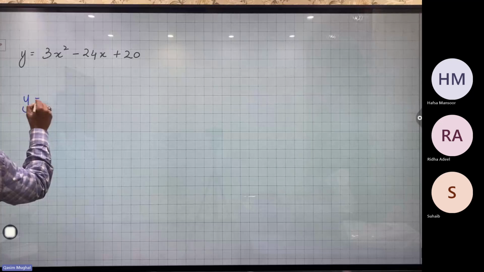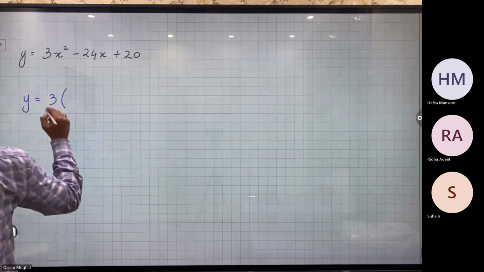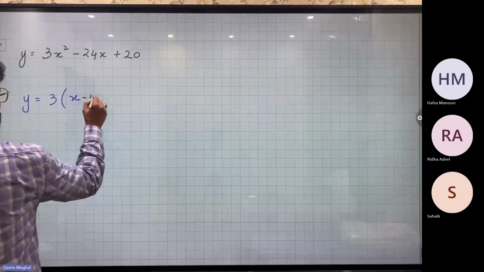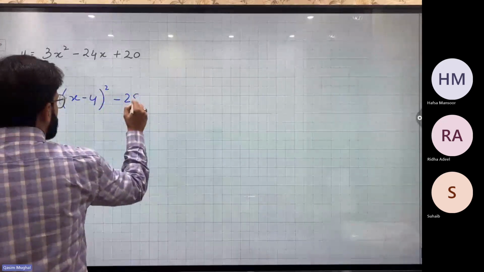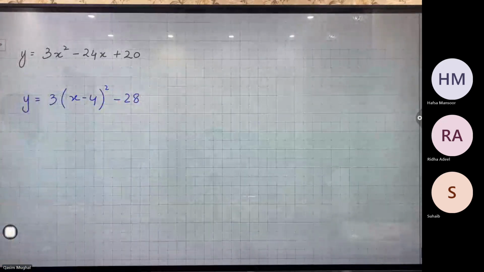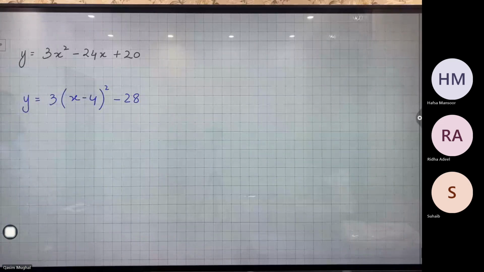I hope you are getting this answer. Y equals 3 into x minus 4 whole squared minus 28.